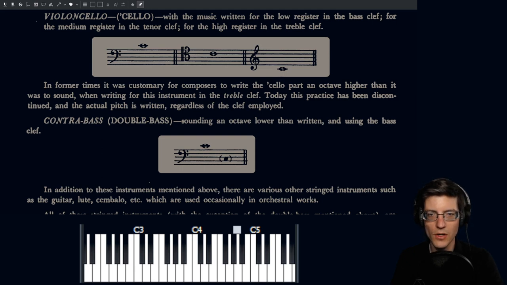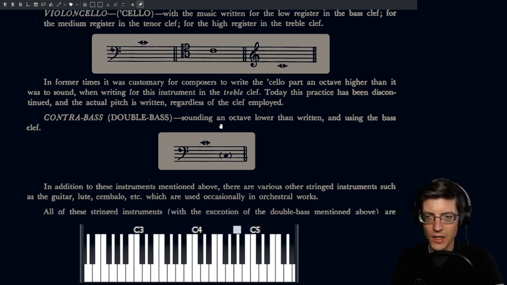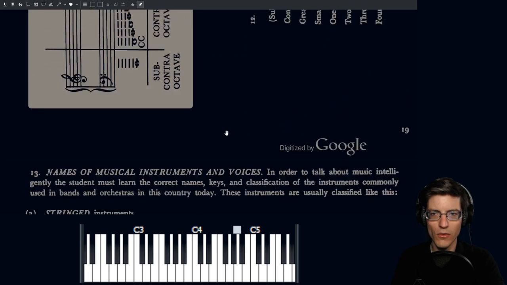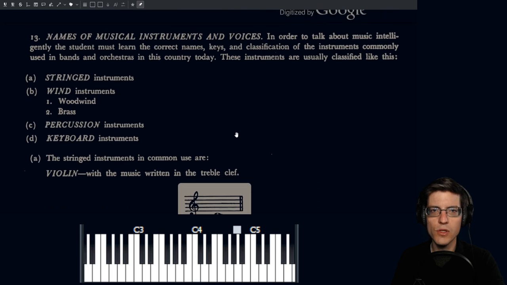So we have contrabass, sounding an octave lower than written. And all right, so what parts do I need to go back over? Names of musical instruments and voices. In order to talk about music intelligently, the student must learn the correct names, keys, and classification of the instruments commonly used in bands and orchestras in this country today.